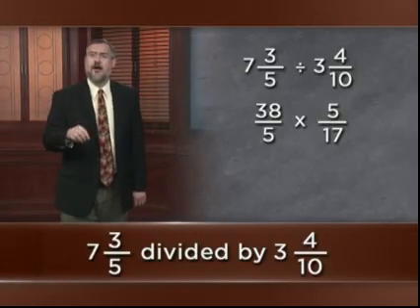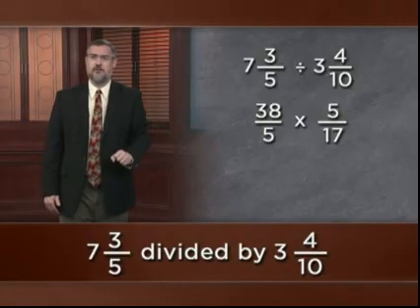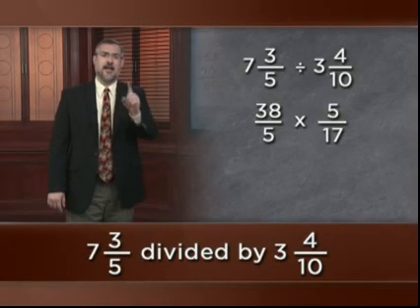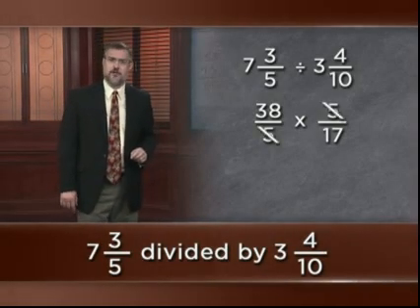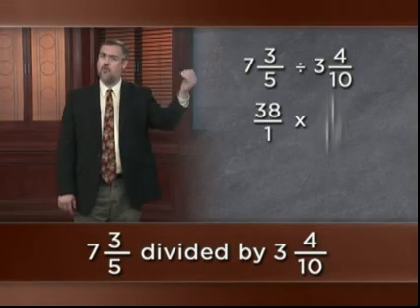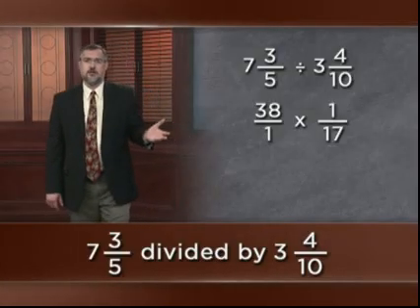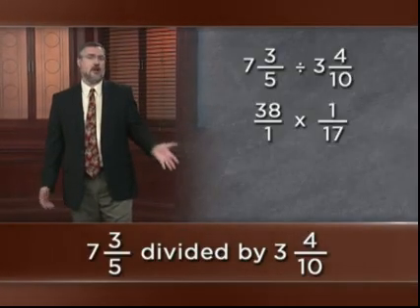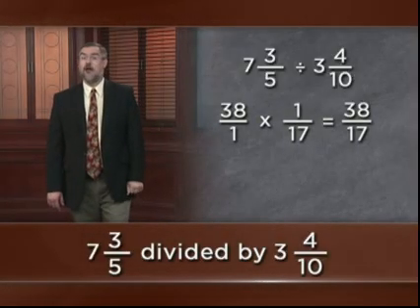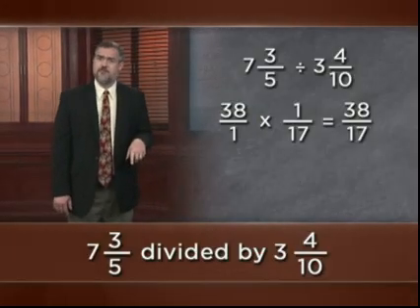Now from there, I can cancel, right? I've got a multiplication problem in front of me. It's no longer a division problem, so I can start canceling some numerators and some denominators as I want. And in this case, those 5's can cancel pretty quickly, and I'm going to then be left with 38 over 1 times 1 over 17. And since 38 times 1 is 38, and 1 times 17 is 17, I know that my final answer is 38 over 17.